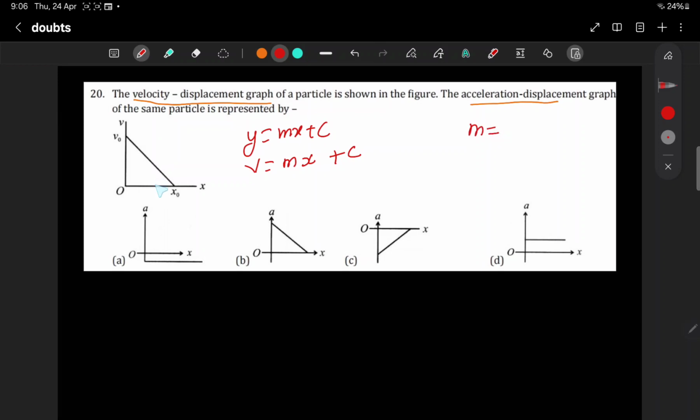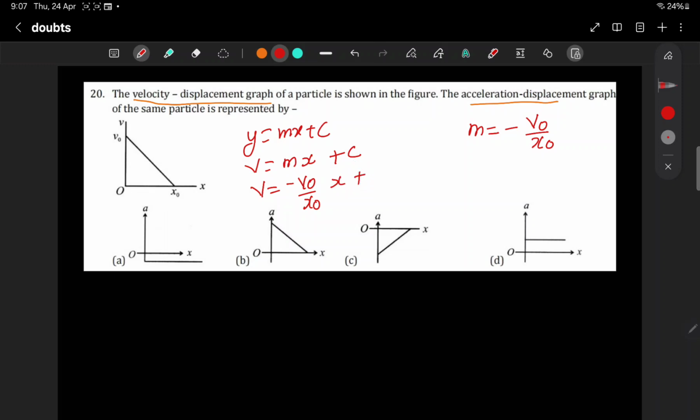Okay, here slope is nothing but change in y-axis by change in x-axis. Am I right? So what is the change in y-axis? Change in y-axis is nothing but 0 minus v0. So here is the negative slope. Okay, minus directly we can put. Change here is v0, change here is x0. So here I can write v0 by x0. So here the equation would be: m is minus v0 by x0, into x plus constant. How can we decide the constant?